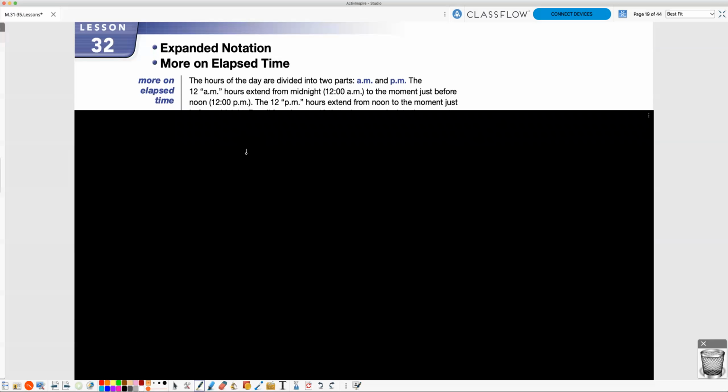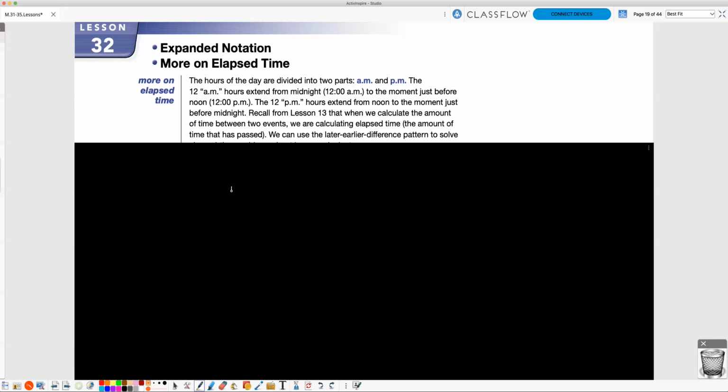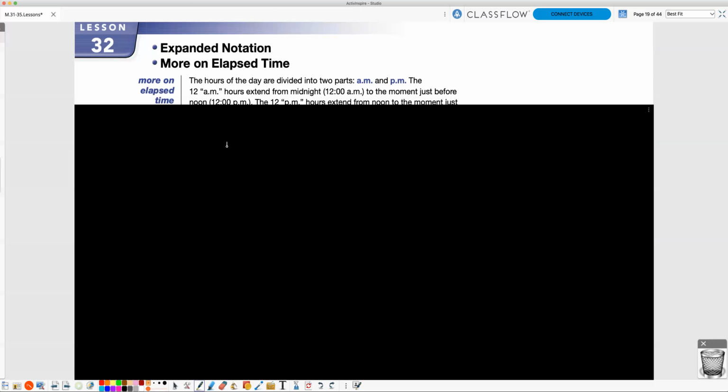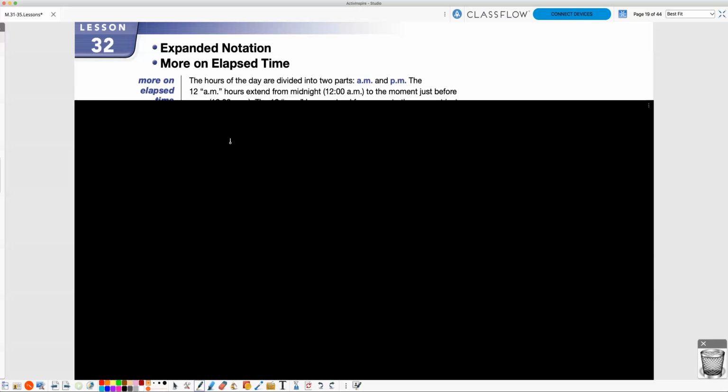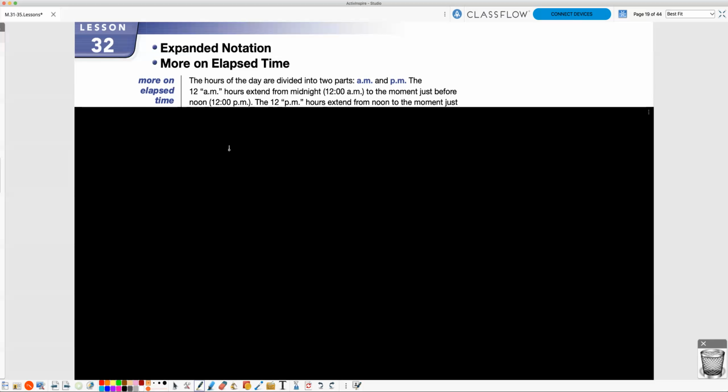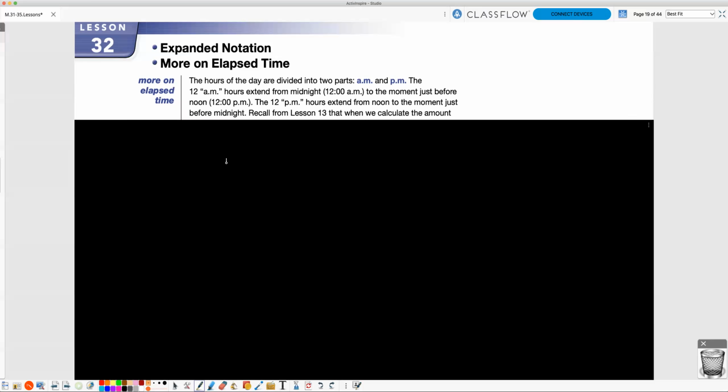Example 3. Before we do that, I guess we need to look at a little bit about elapsed time. The hours of the day are divided into two parts, AM and PM. The 12 a.m. hours extend from midnight, 12 a.m. to the moment just before noon, 12 p.m. The 12 p.m. hours extend from noon to the moment just before midnight.